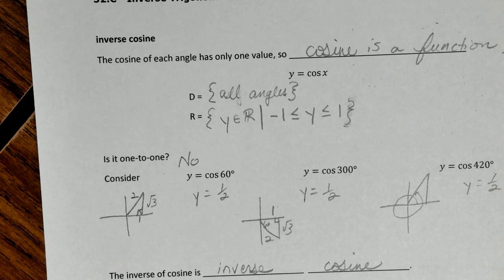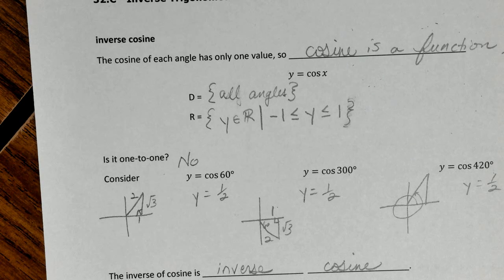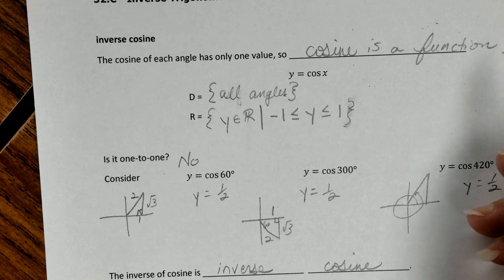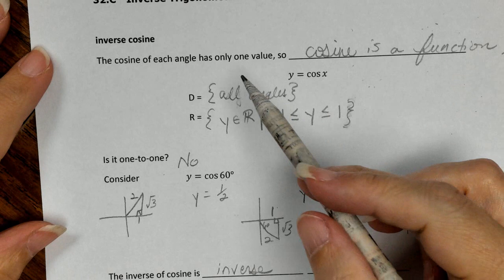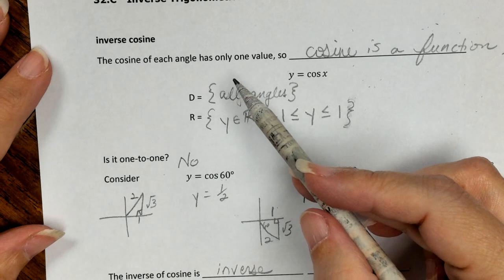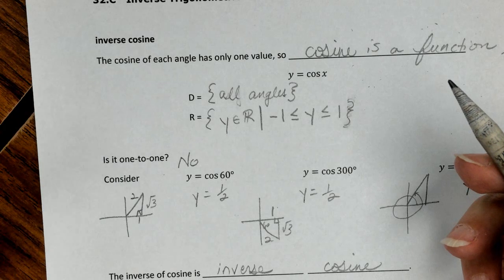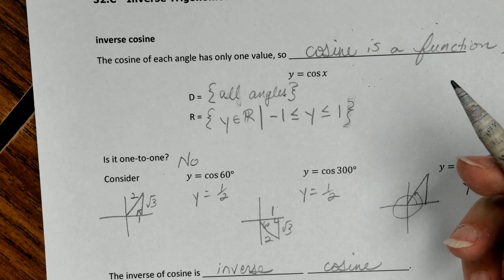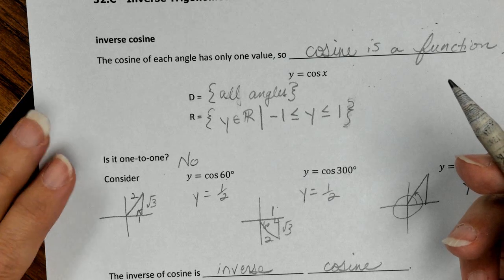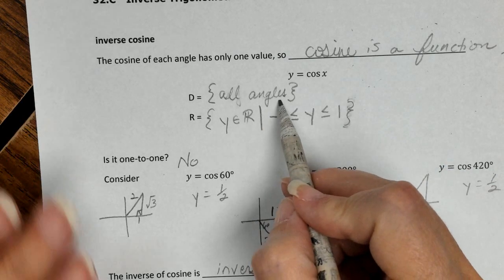Advanced Math Lesson 32, Part C is inverse trig functions. I have started to fill this out for you. Cosine, we're going to start with. The cosine of each angle has only one value, so the cosine is a function. You know, the cosine function, we talk about the trig functions. It's a function. The domain is all angles.